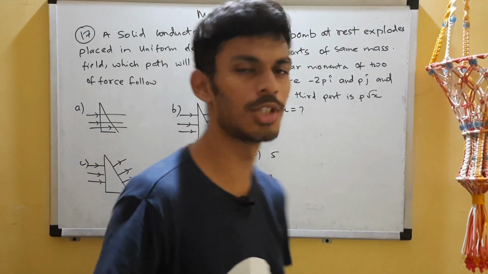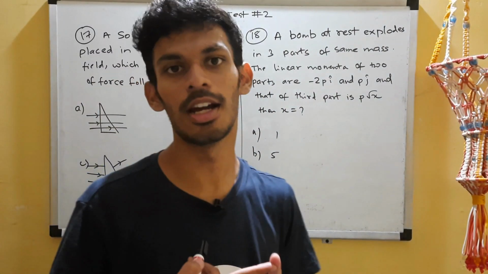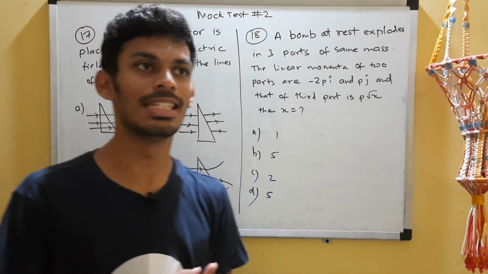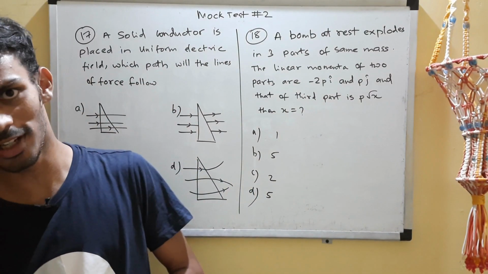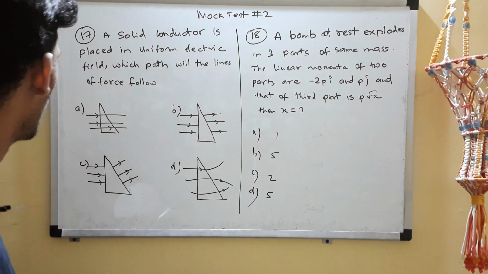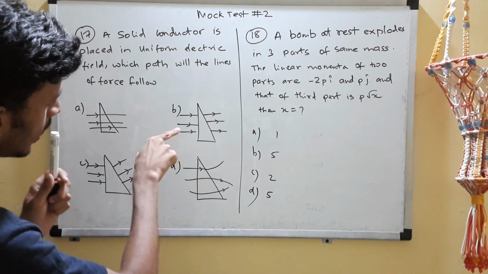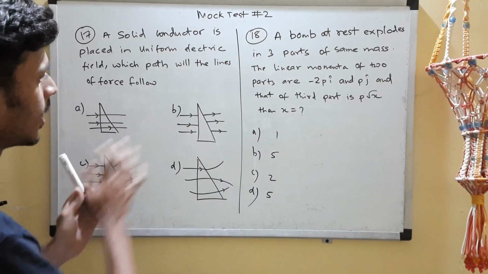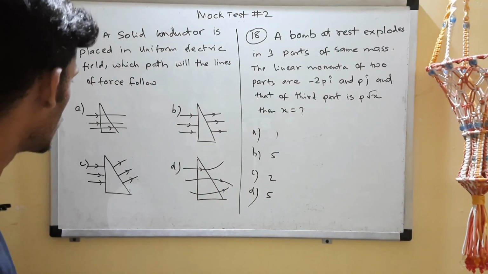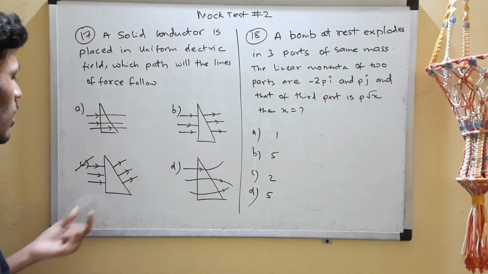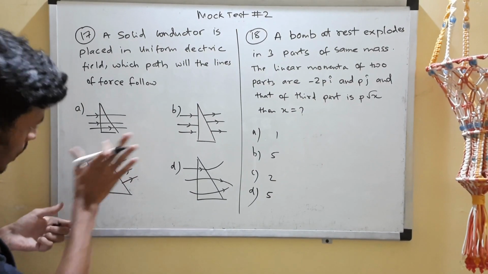Here you are supposed to know just 2 things. First of all, there is no electric field inside a conductor, so electric field lines don't pass through it. Second, the electric field lines are perpendicular to the surface of the conductor. Knowing these 2 points, you'll be able to solve this. Here the field lines are going through the conductor, which is incorrect. Here it is perpendicular to the surface, but here it is not perpendicular. Here, yes, this is correct: it is not going through the conductor, inside the conductor the electric field is 0, and it's perpendicular to the surface.